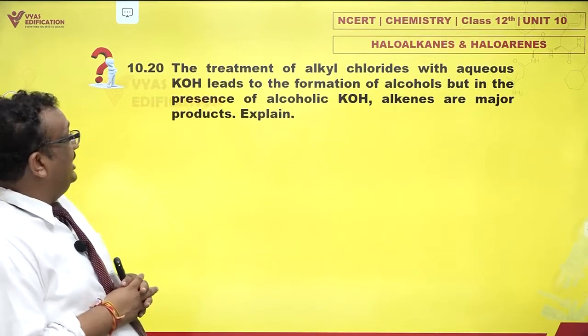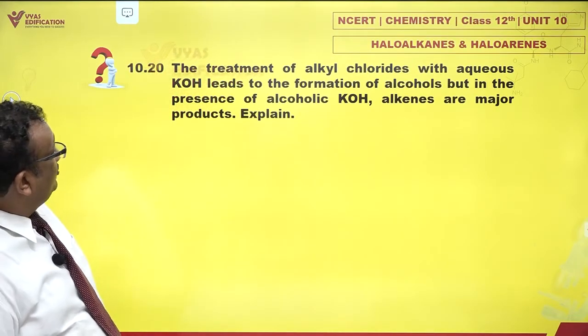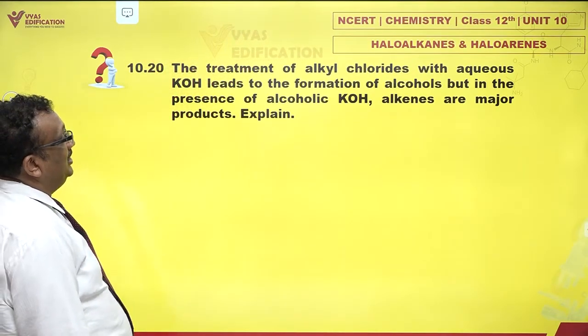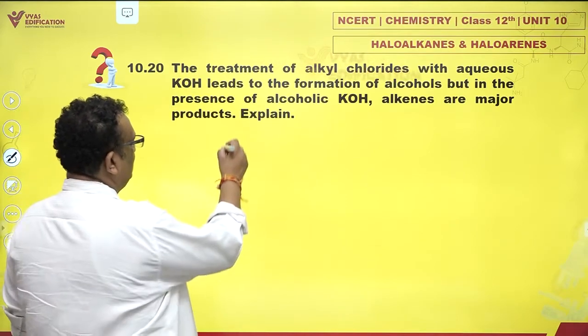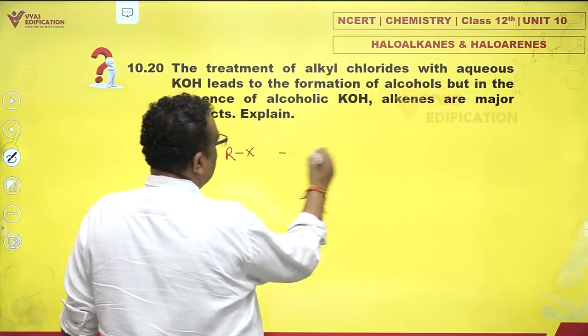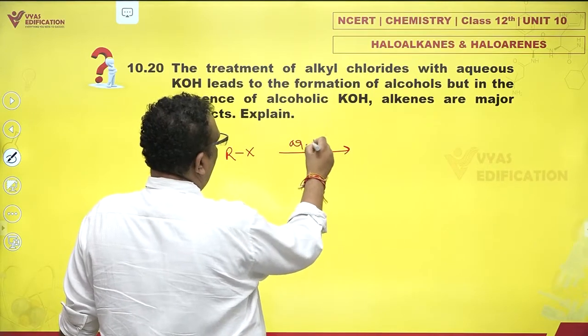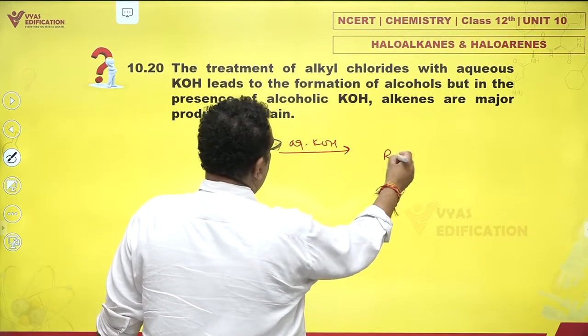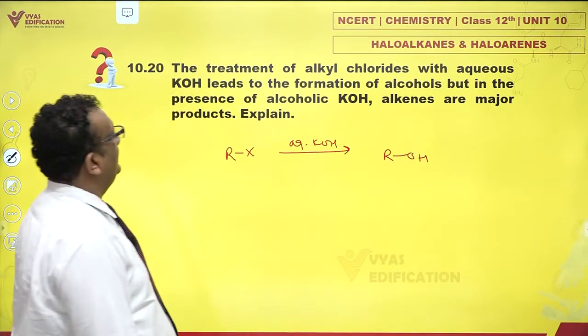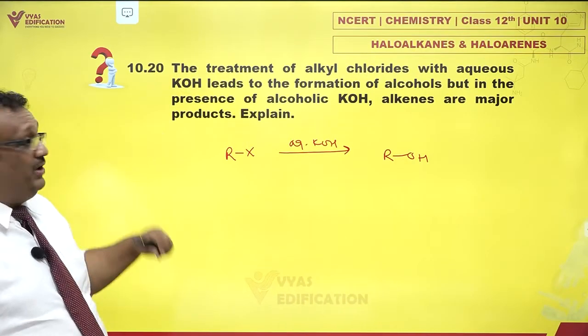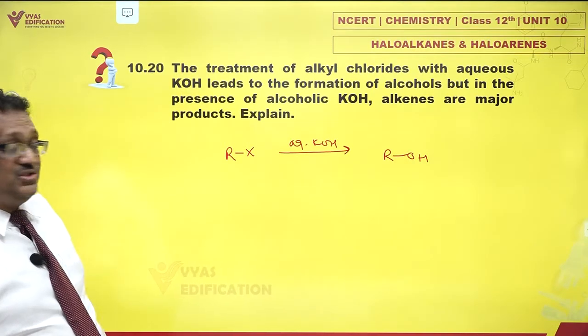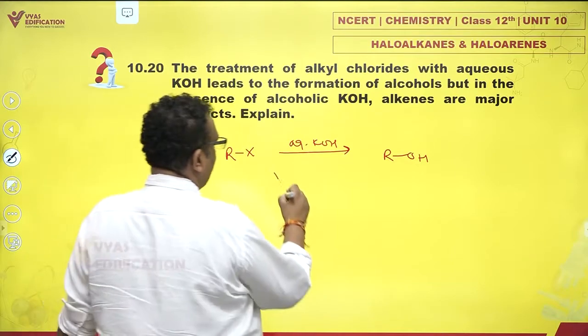Question number 20, which says treatment of alkyl chlorides with aqueous KOH leads to formation of alcohols. RX with aqueous KOH gives ROH. Okay, but in presence of alcoholic KOH, alkenes are the major products. Explain.